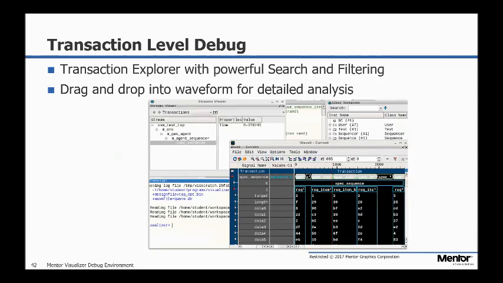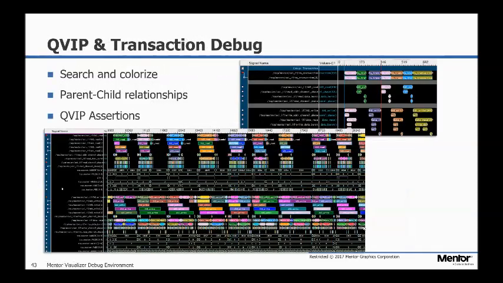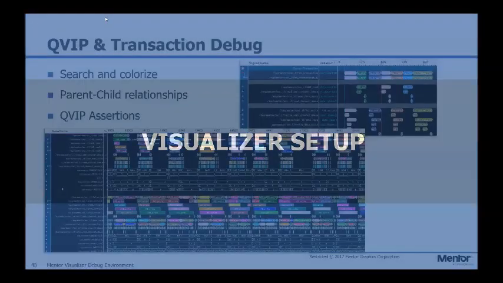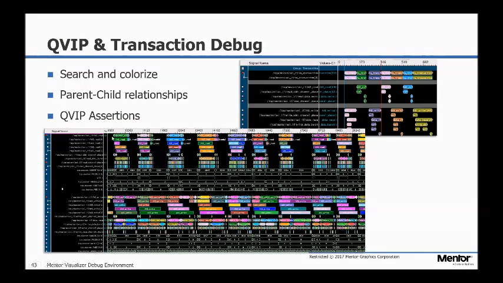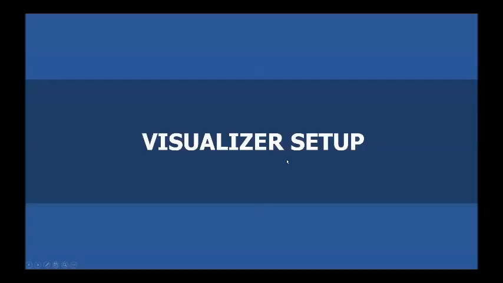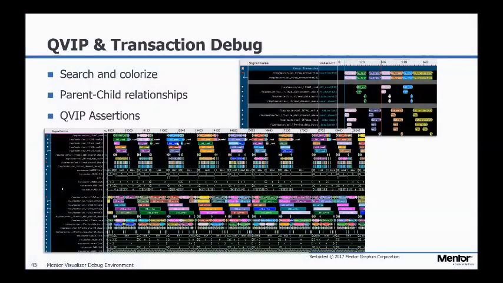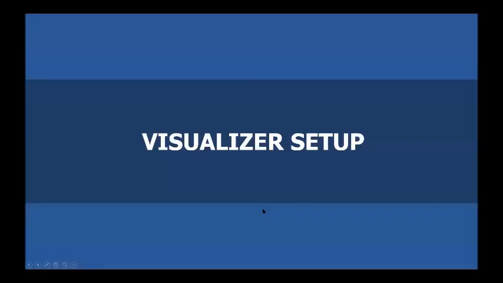Similarly for transactions, you can drag and drop transactions into the wave window. Those transaction values you can highlight with different colors, and we automatically do that for our verification IPs. Let's move forward. All the verification IP automatically highlights different transactions. You can manually highlight different colors for different transactions.